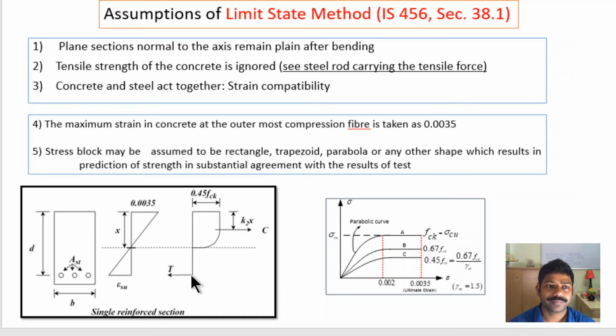The fifth assumption is saying the stress block may be assumed to be rectangular, trapezoid, parabola, or any other shape which results in prediction of the strength in substantial agreement with the results of tests. What is it saying? Whenever we are representing the stress, in the working stress method, we find that strain is proportional to the stress. There we have learned that strain and stress must be in the elastic zone.